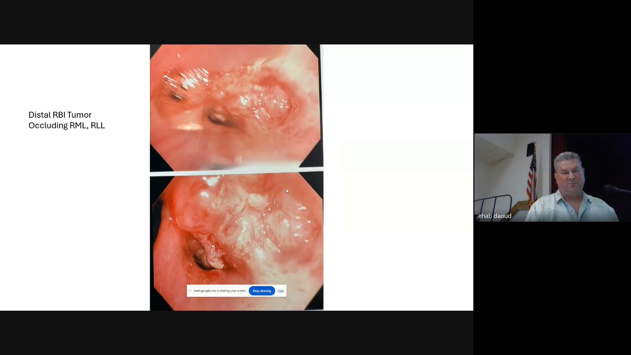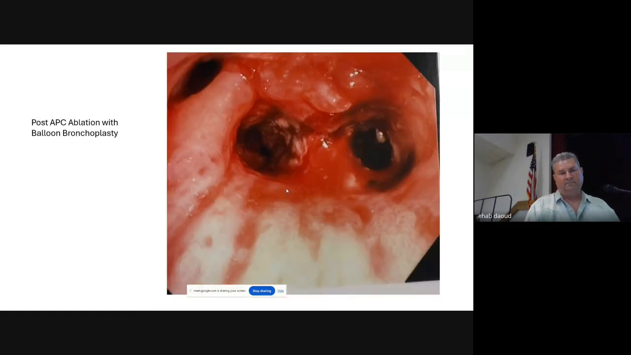This is a patient with really bad cancer obstructing the right middle lobe and the right lower lobe. We're looking at it from the RBI. So we used APC and balloon to open up those airways and got the patient off the vent.